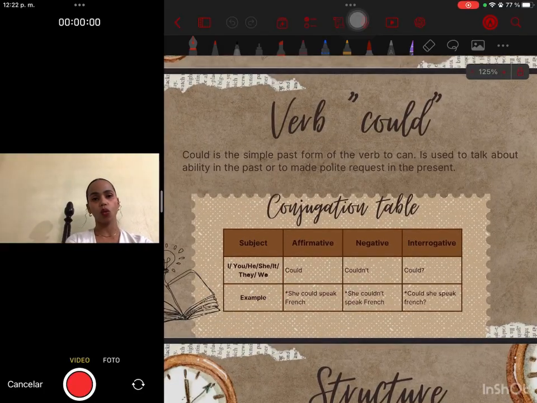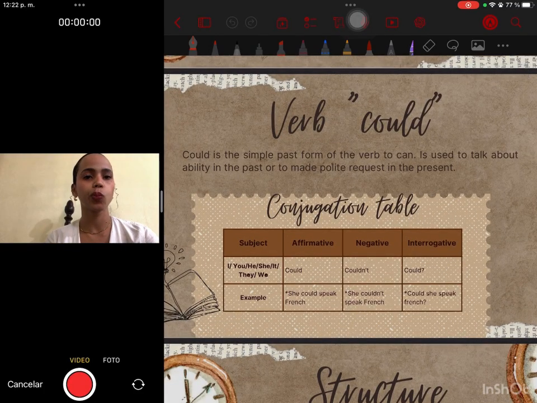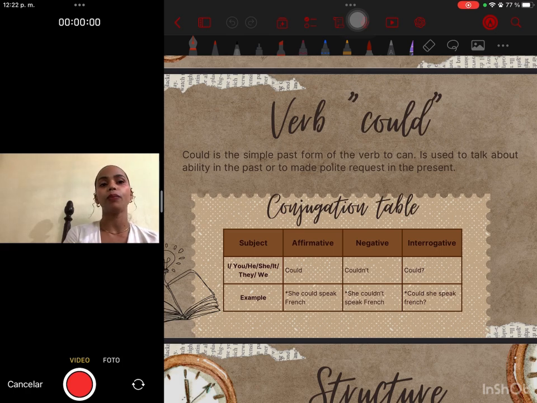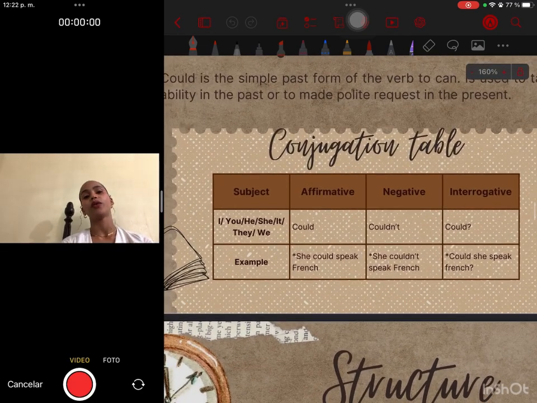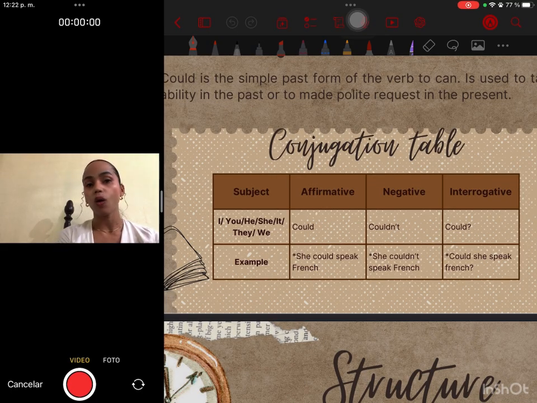Verb could. Could is the simple past form of the verb can. It's used to talk about abilities in the past or to make polite requests in the present. Conjugation table. Could is used for all subject pronouns. I, you, he, she, it, they, we all use could.